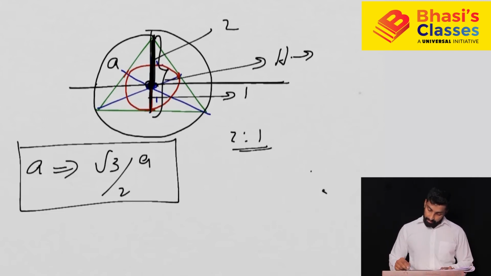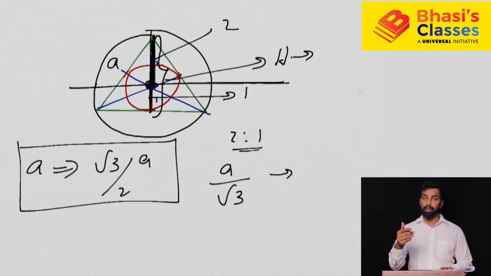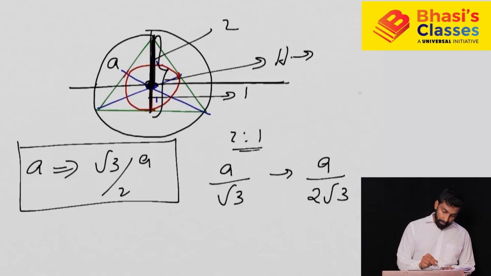So the radius, now what all things we got is the radius of the circumcircle, or the circumradius, is a/√3. Then what will be the radius of the incircle? We know it will be half of it, right? So a divided by 2√3. So what all things we got?